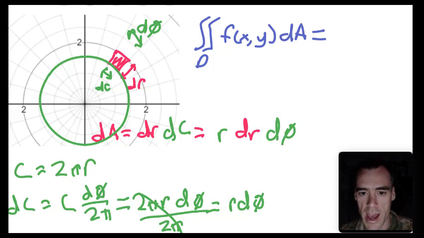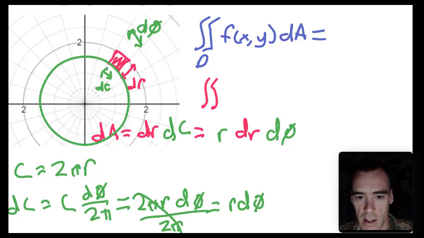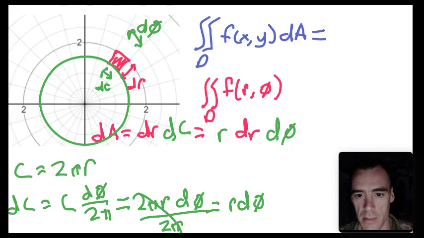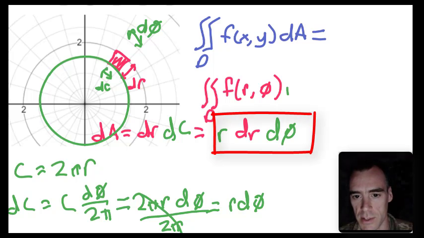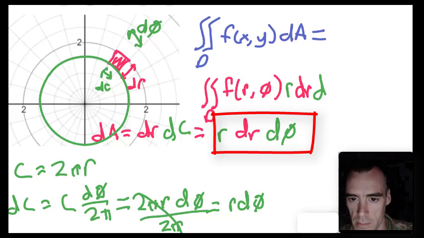So what we can do with that is go ahead and write in here our general expression for a double integral in polar coordinates. We've got this region D here, and instead of f of x y, we've got f of r and theta. And our dA, we're going to go ahead and plug in what we had down here. So it's going to be r dr d theta.